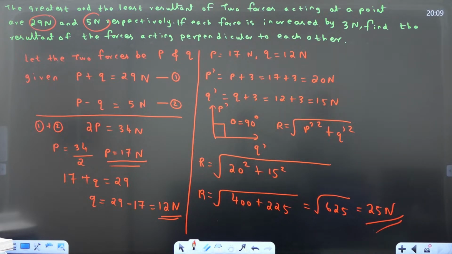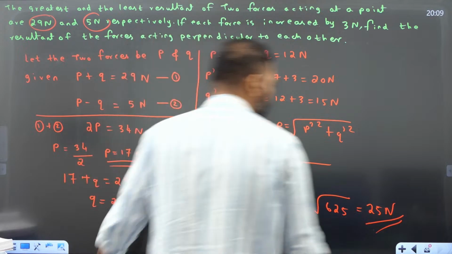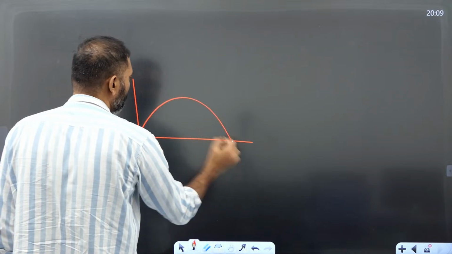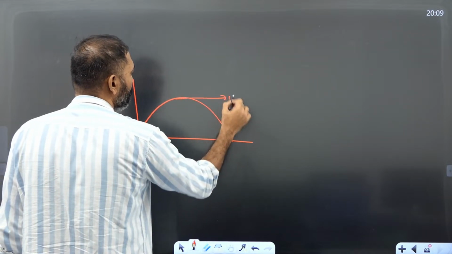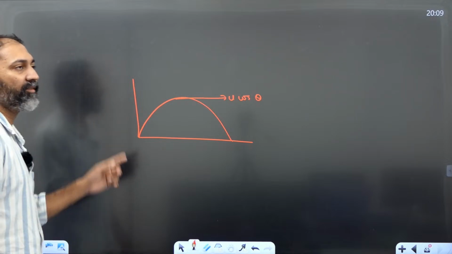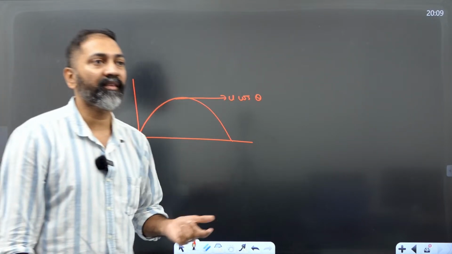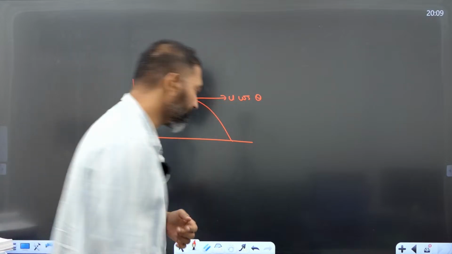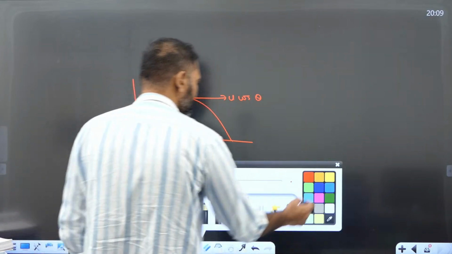Very good, Arati, very good. Highest point velocity is what? U cos theta. Please remember that it is not 0, it is U cos theta. Because at the highest point, there will be only horizontal component, that is U cos theta. If the same question asks for the vertical component of velocity at the highest point, the answer is 0.